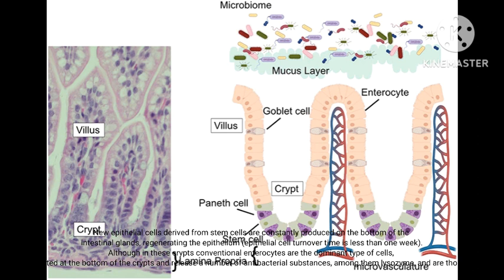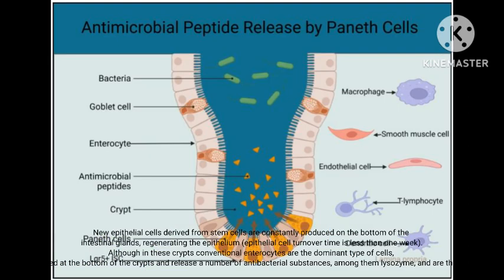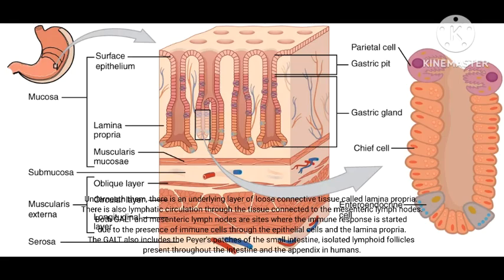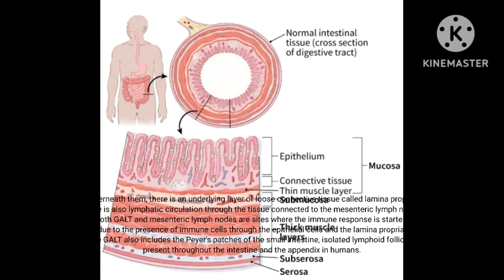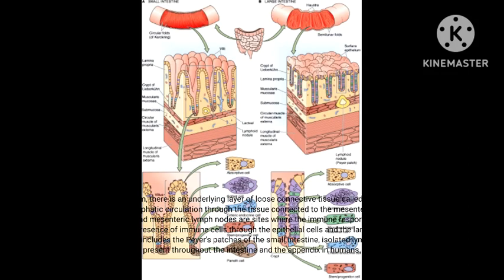Although in these crypts conventional enterocytes are the dominant type of cells, Paneth cells can also be found. These are located at the bottom of the crypts and release a number of antibacterial substances, among them lysozyme, and are thought to be involved in the control of infections. Underneath them, there is an underlying layer of loose connective tissue called lamina propria. There is also lymphatic circulation through the tissue connected to the mesenteric lymph nodes. Both GALT and mesenteric lymph nodes are sites where the immune response is started due to the presence of immune cells through the epithelial cells and the lamina propria.